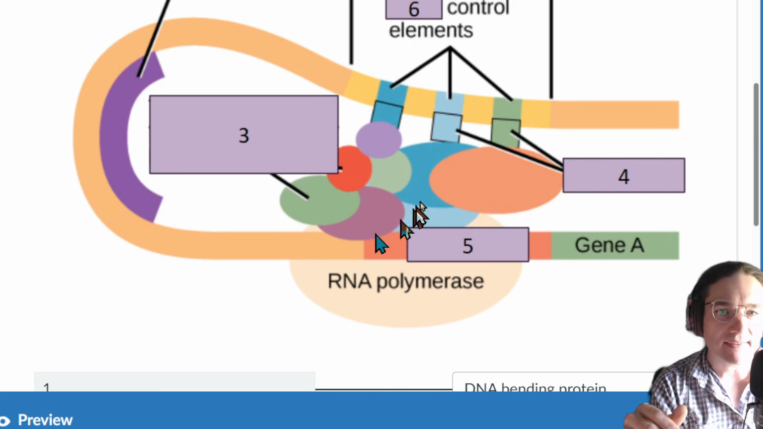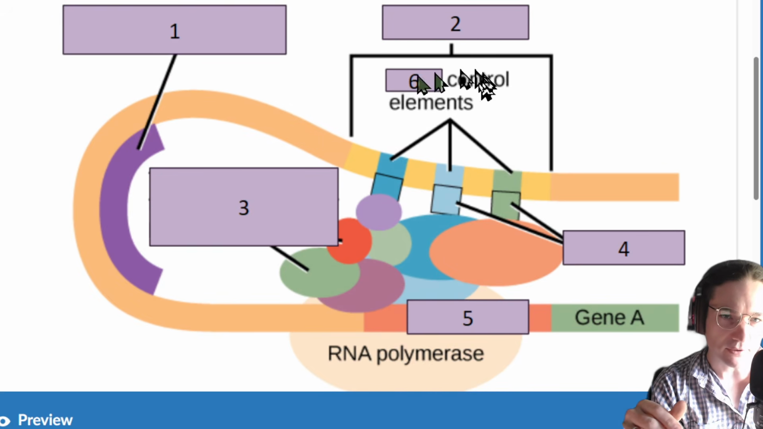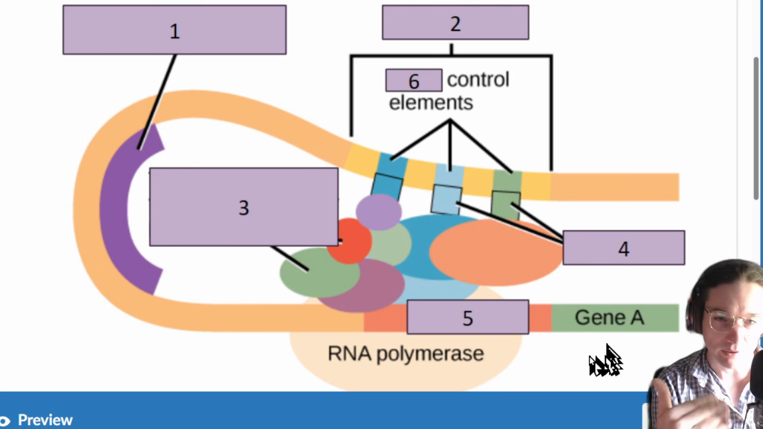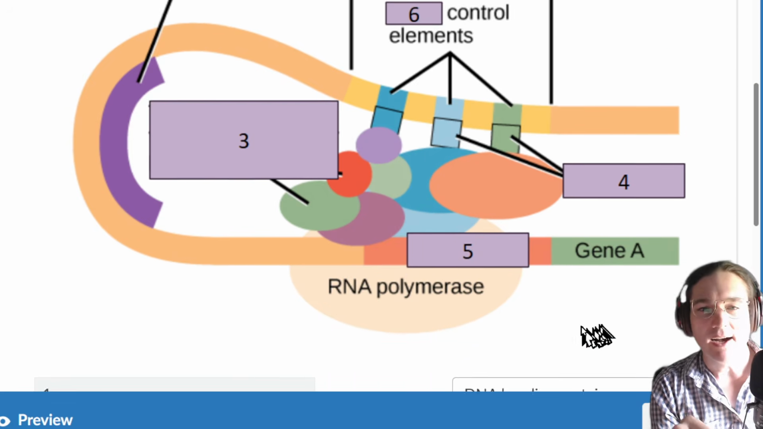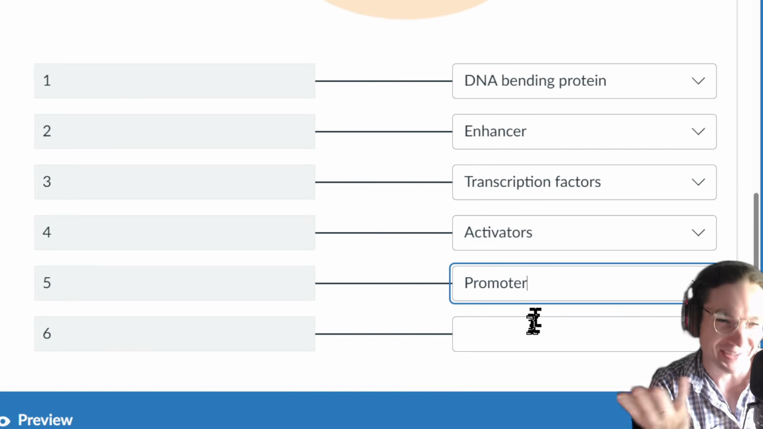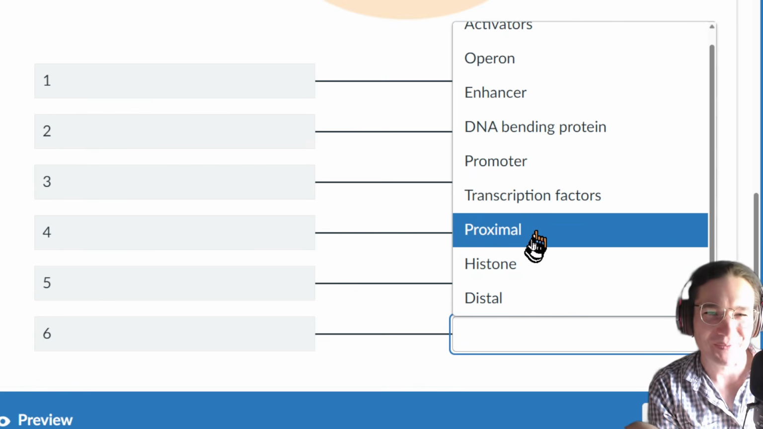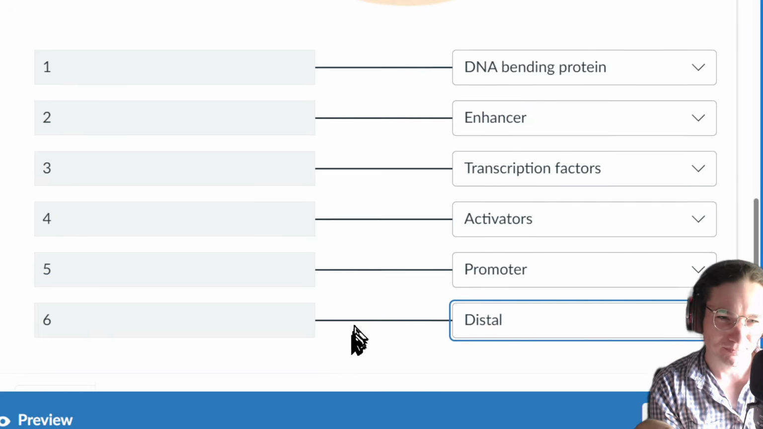And then finally 6 was the distal control elements. Down here is the proximal control elements. So this region down here. So distal being more distant, proximal having a greater proximity. If those help you, I don't know. They would help me, but I don't know if they'd help you. So anyways, that would be the distal. That's it.